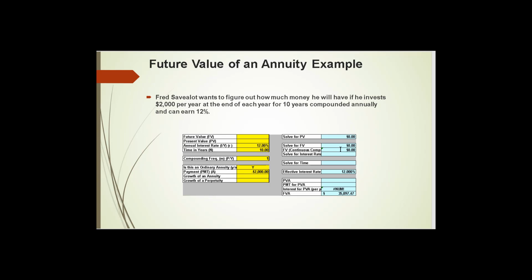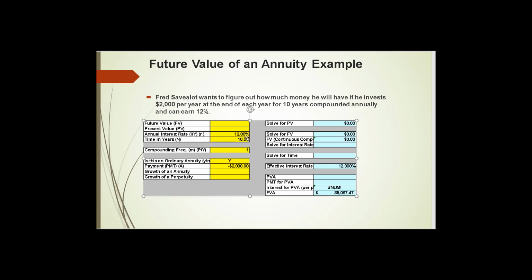So here we have Fred, who saves a lot and wants to figure out how much money he'll have if he invests $2,000 a year at the end of each year for 10 years, compounded annually, and he can earn 12%. So here we have our cash flows. If I look at our spreadsheet, we'll make it a wee little bit bigger so it's a little easier to see. 12% is the interest. The time frame is 10 years.